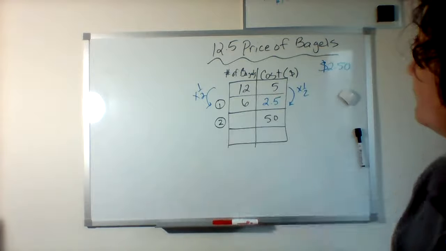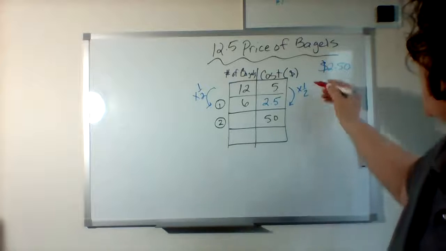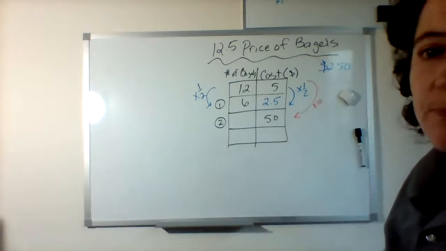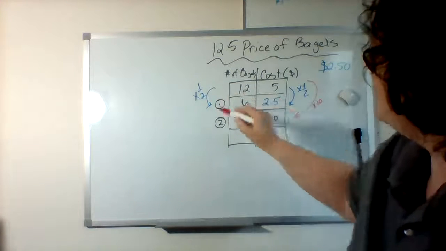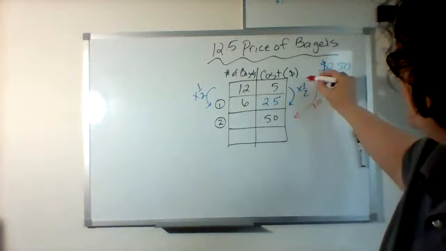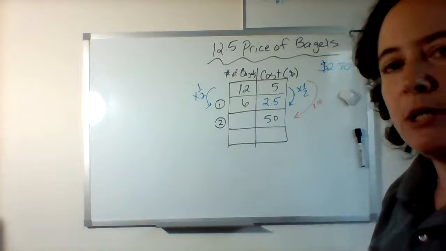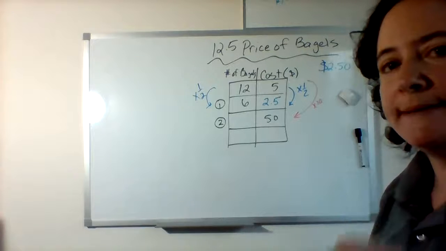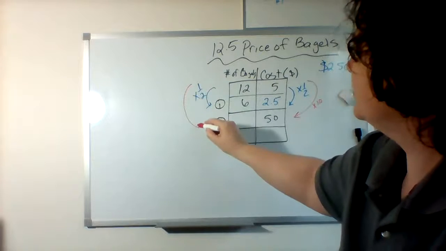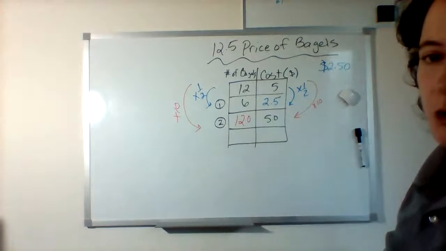Okay, now how about this one? To get from 5 down to 50, I would multiply by 10, right? So that means, and this is something that you guys have to be careful about, I noticed in the work, the people who multiplied by 10 for one did not multiply by 10 for the other. If it's going to be an equivalent ratio, you have to multiply by the same factor. So what is 12 times 10? It is 120.